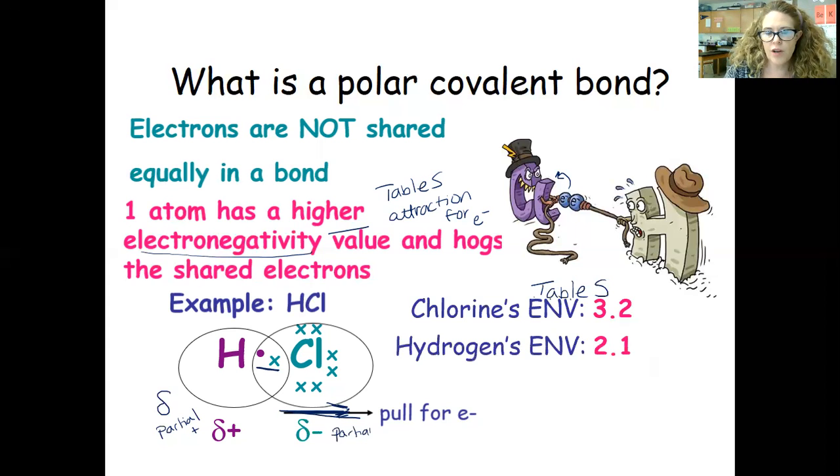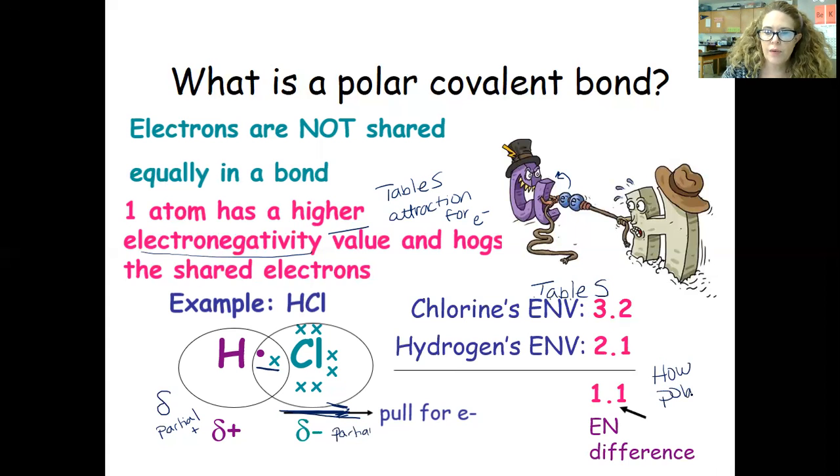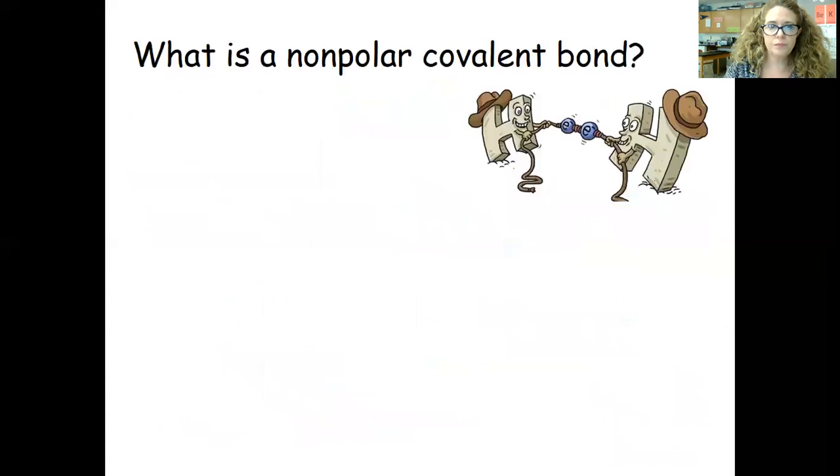Hydrogen's electron attraction scale is 2.1. So the electronegativity difference is 1.1. That is going to be our electronegativity difference, and it tells you how polar, so how different. And when we say difference, that means we subtract. So you need to subtract the electronegativities in order to figure out which one would be most polar, least polar, or whether or not it's polar at all.